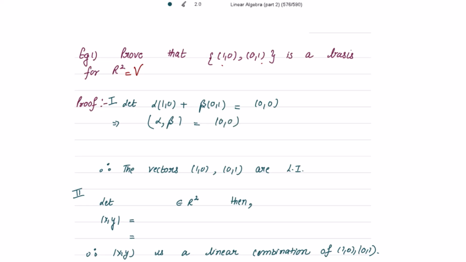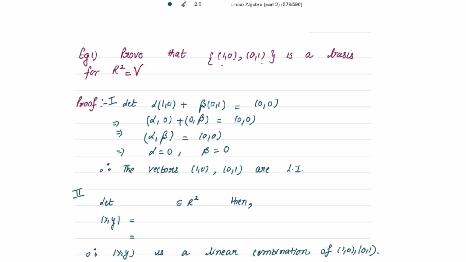Is it fine? Alright, let me write one more step. This is nothing but (alpha, 0) plus (0, beta). Is it fine? Just multiply them and then adding, we get (alpha, beta). Now is it right? Okay. From here, what I get, this implies alpha is 0 and beta also comes out to be 0. So all the scalars are 0, hence the vectors (1,0) and (0,1) are linearly independent. First condition for basis is proved.